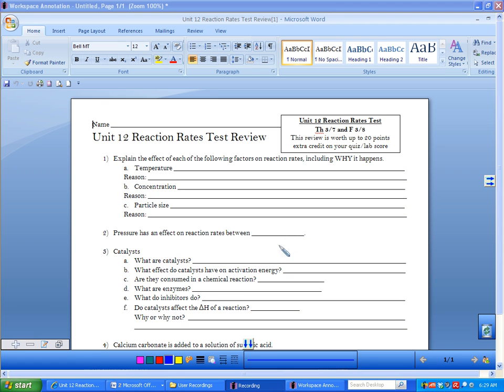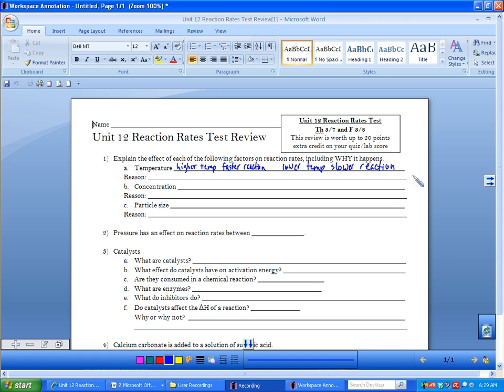So I'm going to try to make a review of the reaction rates test, record that for you, so you can be good to go. It says explain the effect of each of the following factors on reaction rates, including why it happens. So higher temperature, faster reaction. If you want to slow down the reaction rate, lower the temperature. Lower temp, slower reaction. It's not enough to know that that's what happens. We have to be able to explain why, and that's very easy to do.